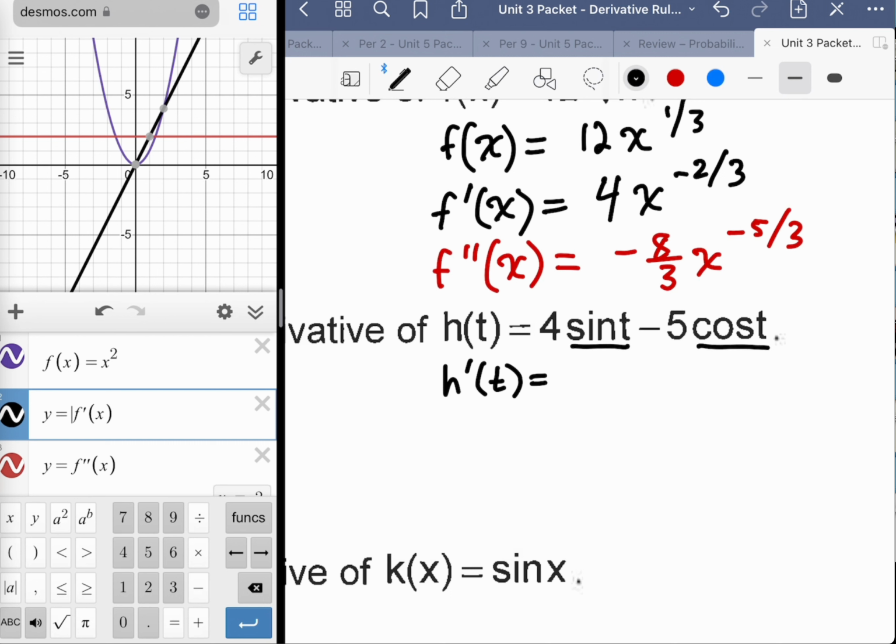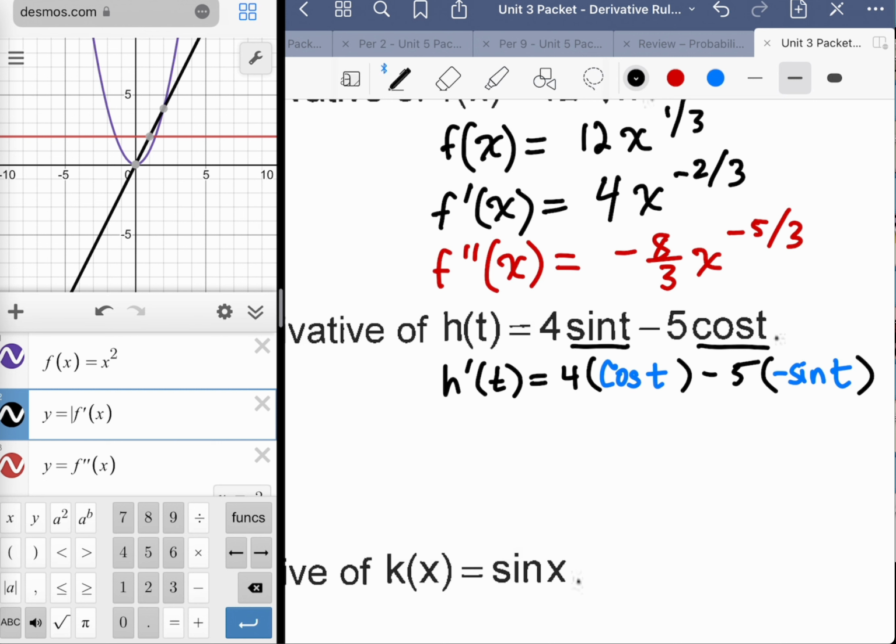As long as you know the derivative of sine and cosine, it's pretty straightforward. We just hang on to the constant multiple, so that 4 comes along for the ride. That negative 5 comes along for the ride. The derivative of sine? Cosine. And the derivative of cosine? Negative sine.